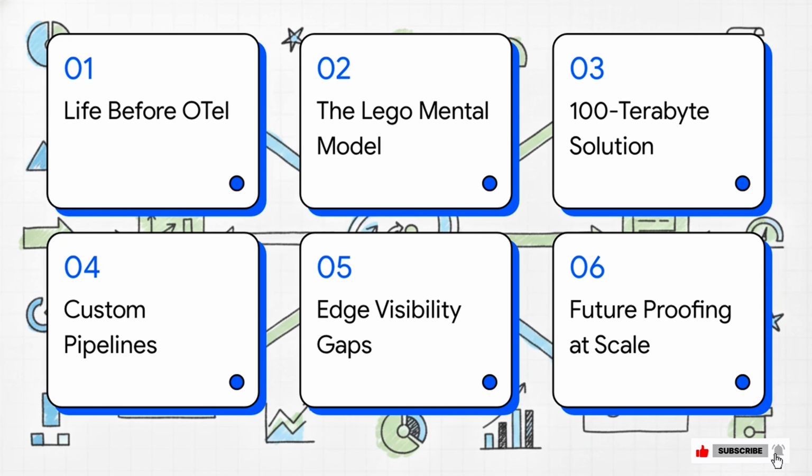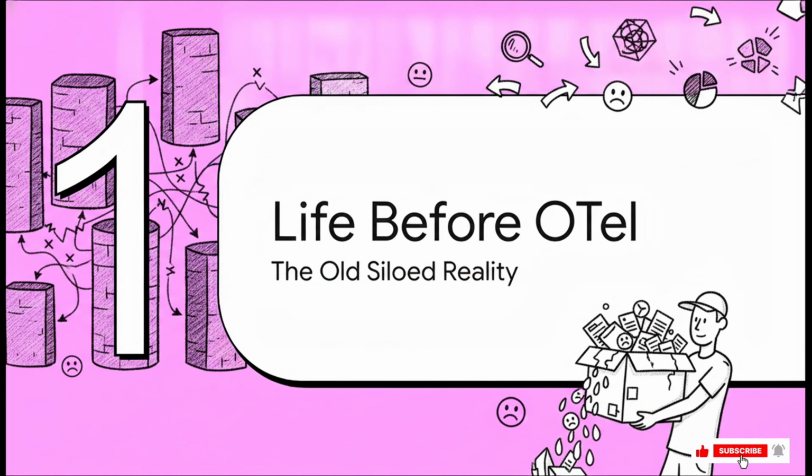We'll start with life before OTel, then unpack the Lego mental model and examine their 100 terabyte solution. From there, we'll look at building custom pipelines, controlling the log chaos, fixing edge visibility gaps, and finally, future-proofing at scale. Section 1. Life before OpenTelemetry, the old, siloed reality.